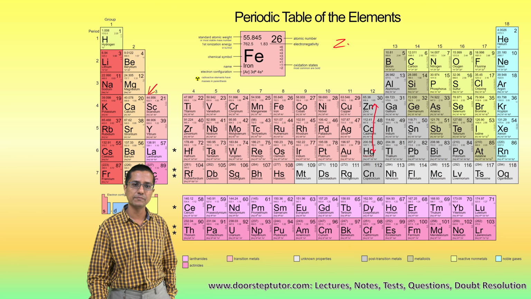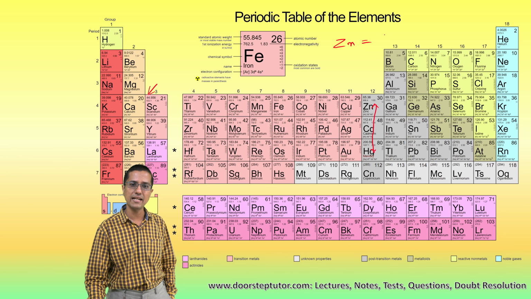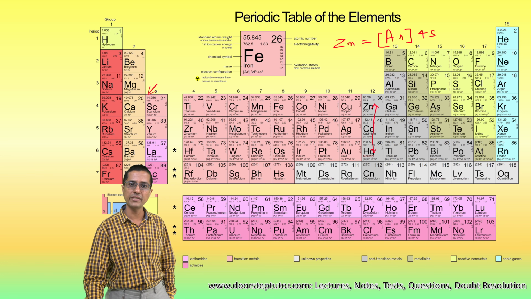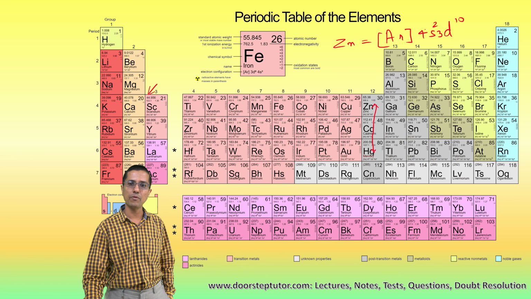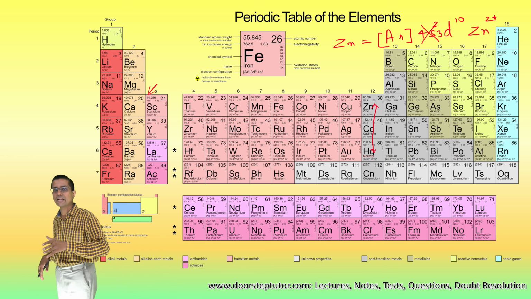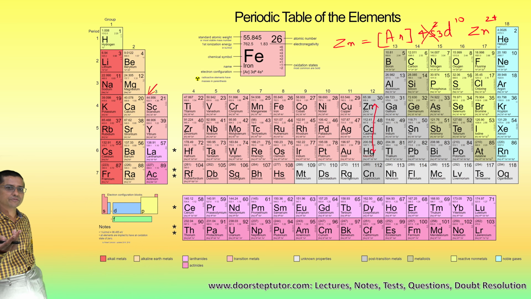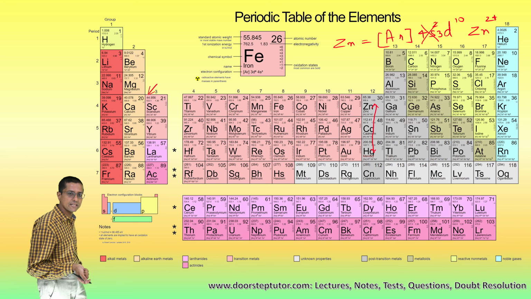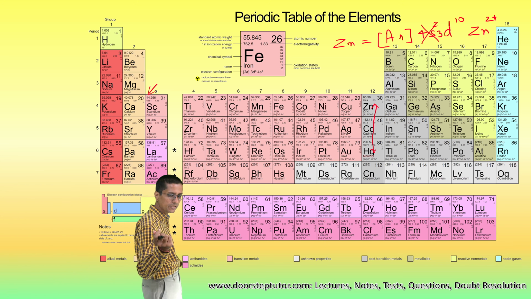Zinc, for example, has an electronic configuration of argon, and then on top of it 4s2 3d10. The only ion it forms is with the loss of these s electrons, which is Zn2+, and this particular ion has fully filled d orbitals. So the only ion it forms has fully filled d orbitals, and therefore it is not a transition metal. The same goes for cadmium and mercury as well.